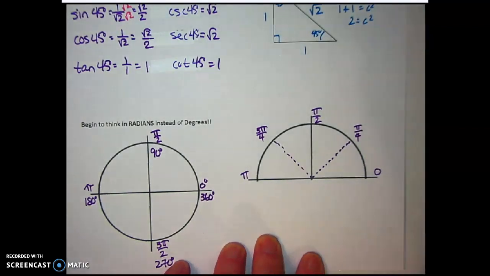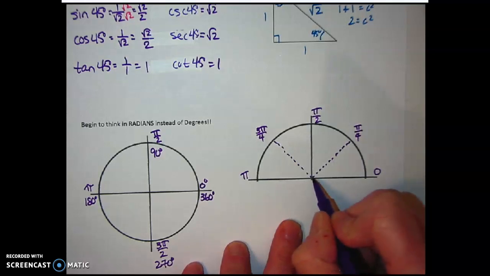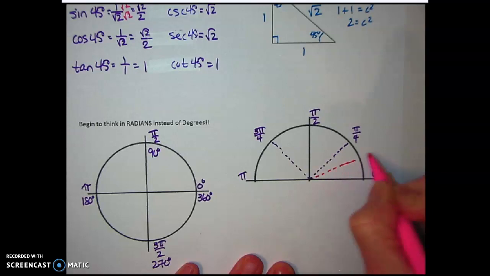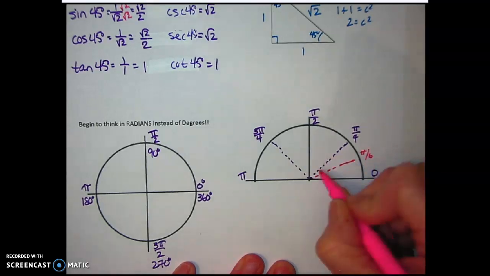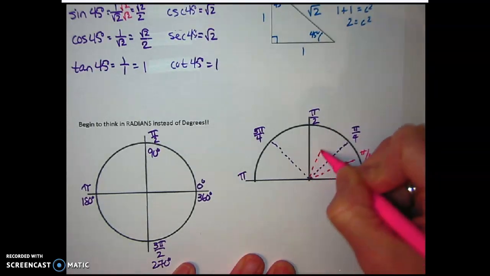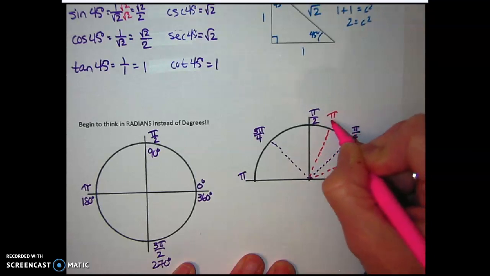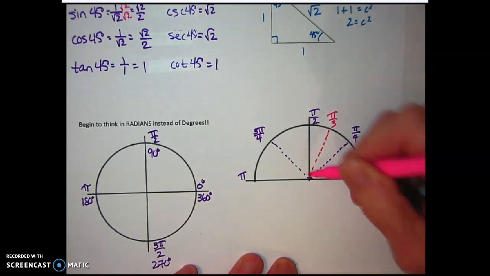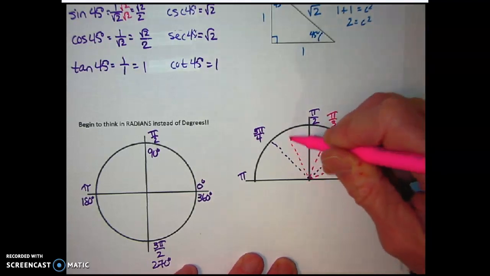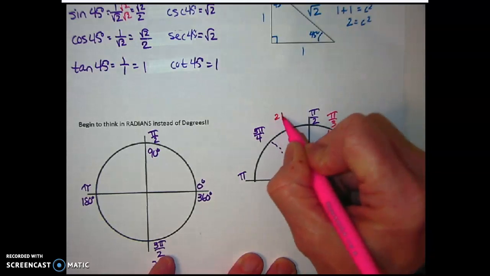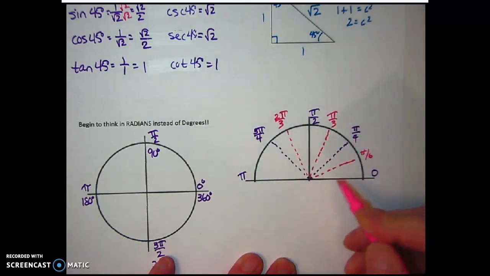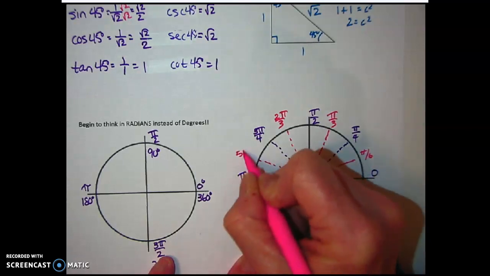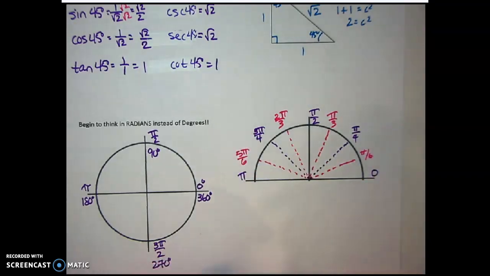Now let's break it into sixths. So we have 1/6 pi, pi over 6. 2/6, well, 2/6 is 1/3, so this is actually pi over 3. 3/6 is 1/2. 4/6, oh, but 4/6 is 2/3, so 2 pi over 3. 5/6, 5 pi over 6, and 6/6.